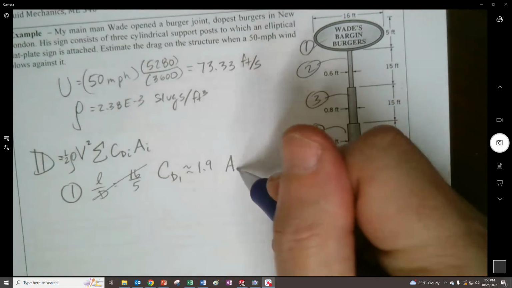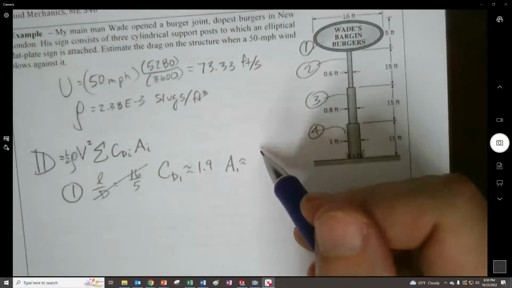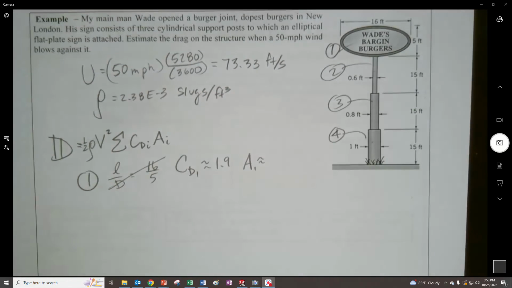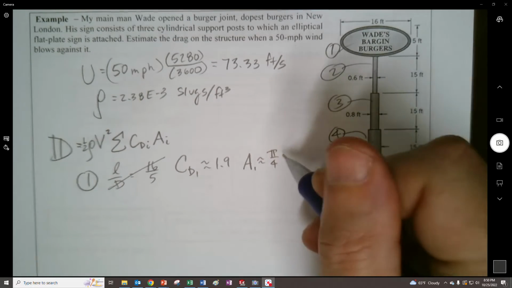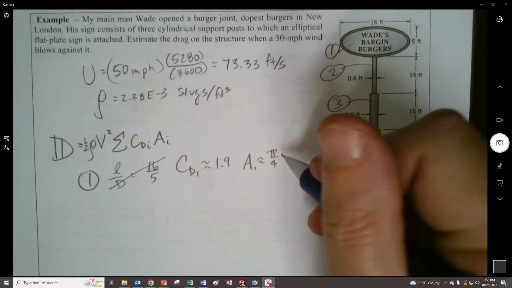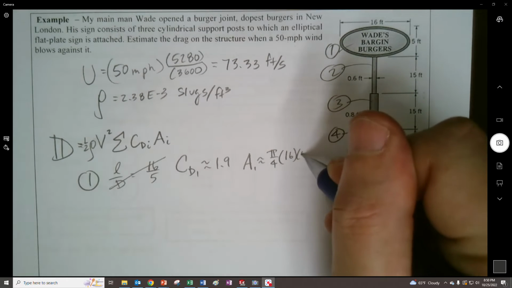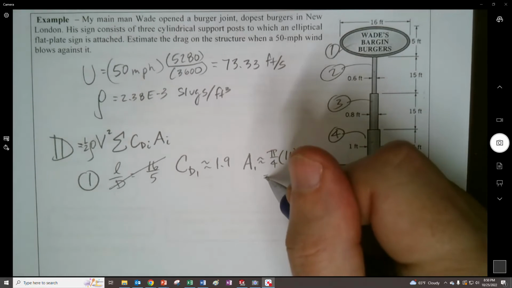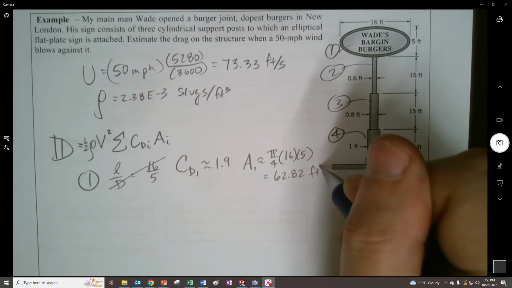And the area 1 is going to be equal to, okay, so we might have to look this up somewhere to get the area of an ellipse, but I did it for you. And it's going to be pi over 4, and it's going to be length times width, right? So it's going to be 16 times 5. So we end up with an area of 62.82 square feet.